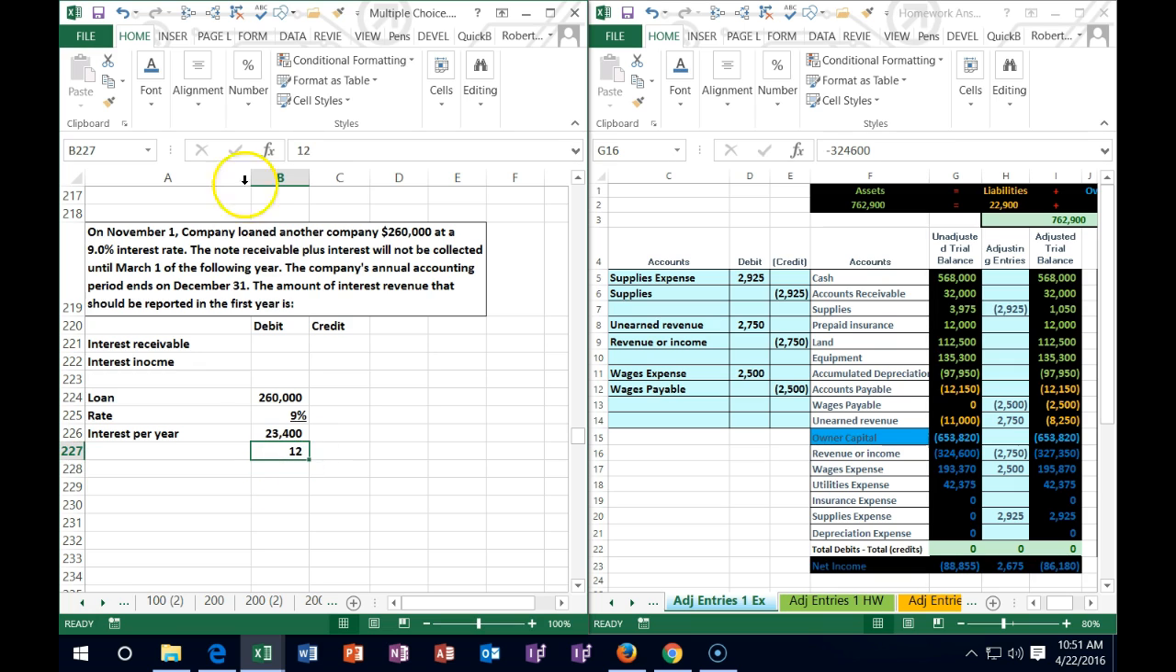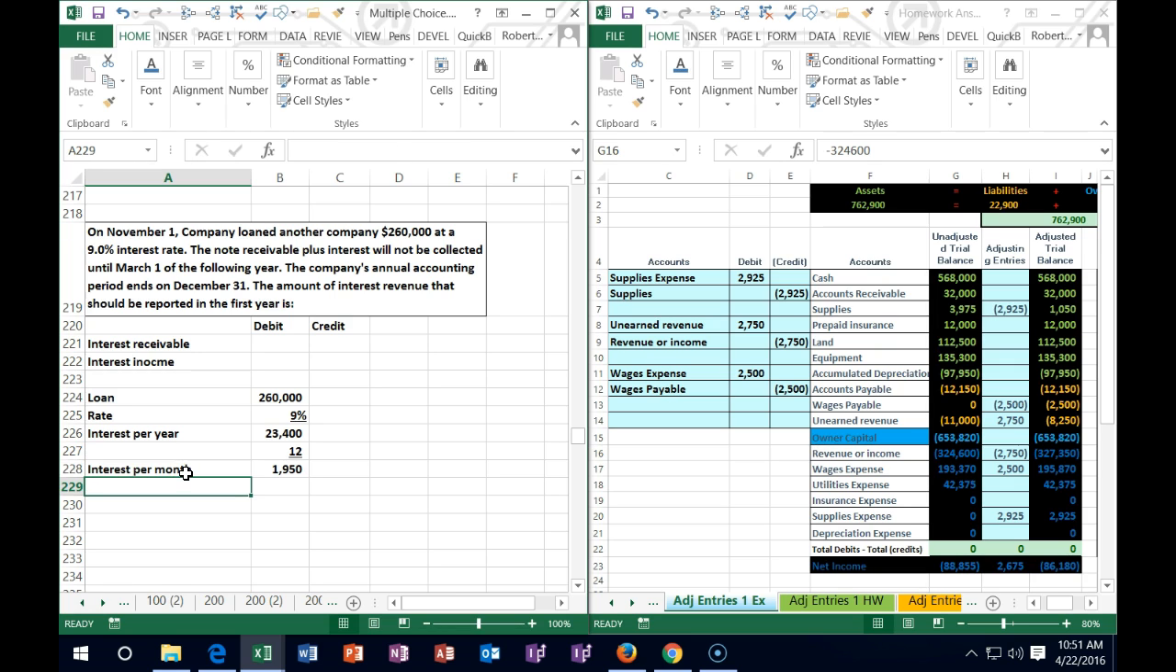So okay, there's 12 months in a year, and there's a couple different ways we could do this, but this is one way we can do it. We say, well, there's 12 months in a year, and so we're going to say that equals the 23.4 divided by 12, and that'll give us the interest per month.